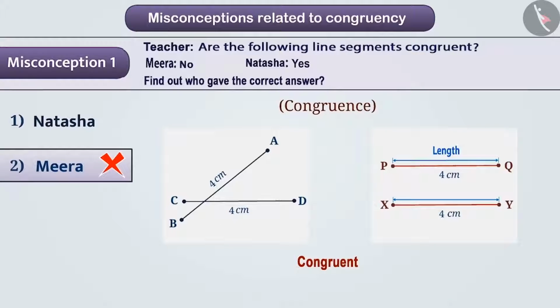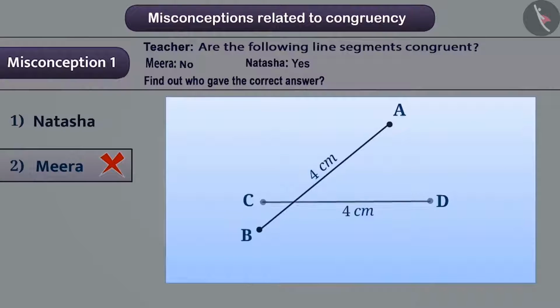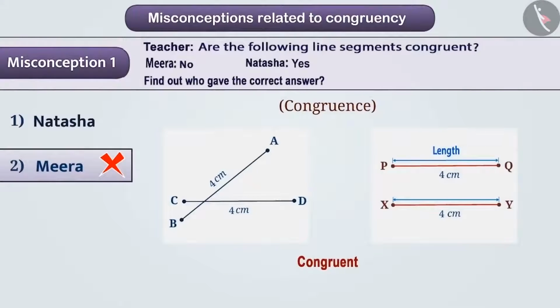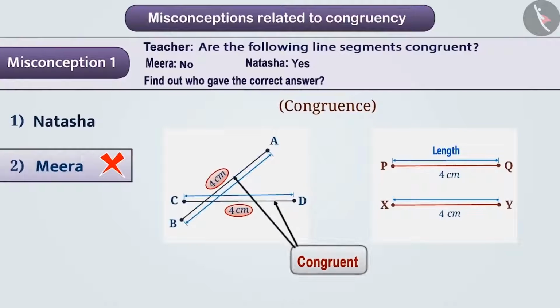The correct understanding is that it is wrong to check whether they are parallel to decide the congruency of line segments. Here, if one line segment is placed on another line segment, both line segments overlap with each other. Therefore, whether they are congruent or not is decided by length only. Here the lengths of both line segments are the same, so the given line segments are congruent. That is why Natasha has given the correct answer. That is, option 1 is the correct answer.